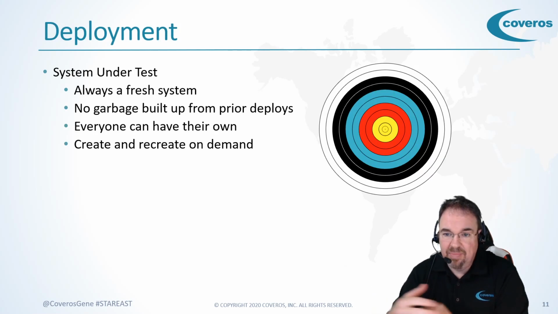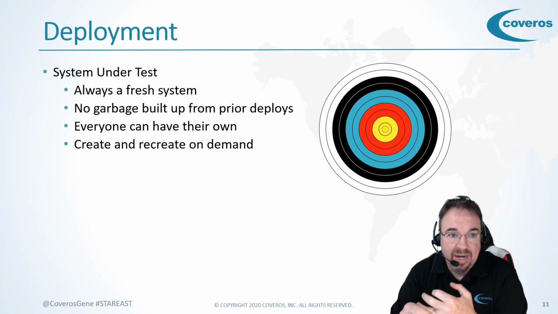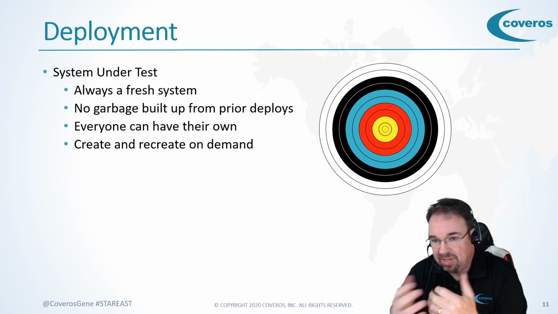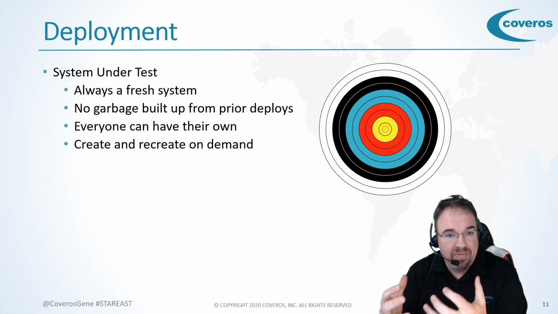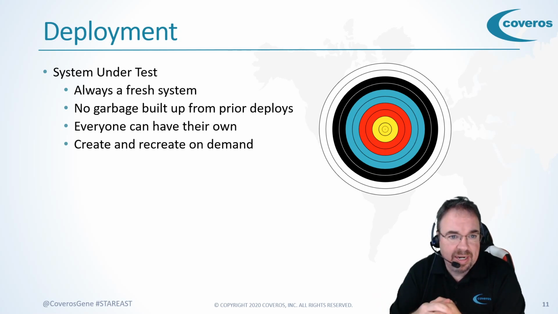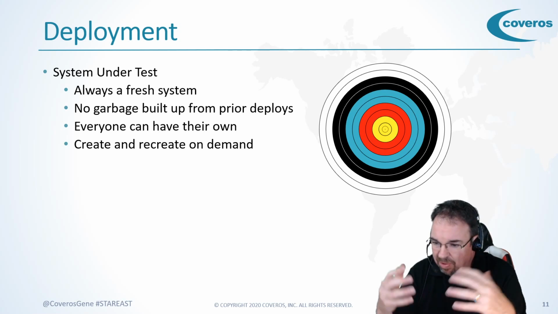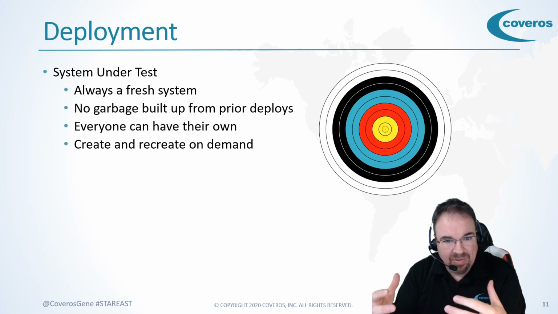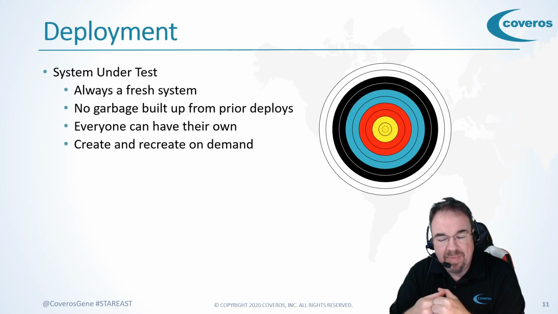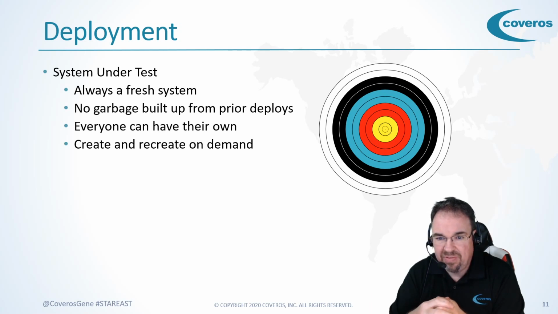Another place, and this is getting more towards where a lot of organizations look to use Docker, and that's deployment. Another place you can use it, right? The system under test as testers will always be a fresh system if we can spin up a Docker container to do our testing on. There's no garbage built up from previous deploys. Every time we deploy it fresh. Everyone can have their own. You can create them on demand. You don't have to have this shared box that you have to reserve time on or worry if someone else is doing something on it or doing something destructive on it.